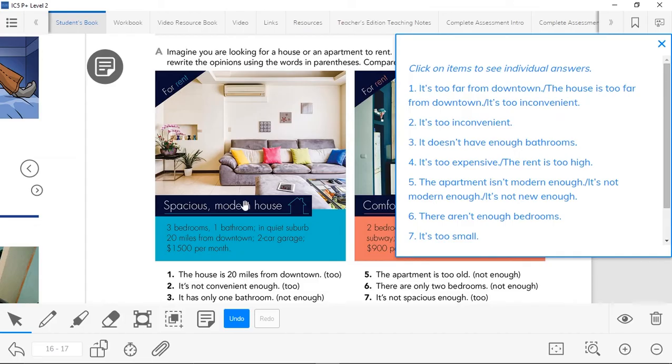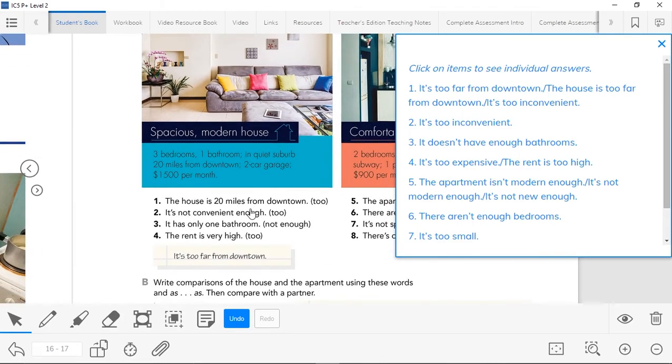It's too far from downtown. That is one of the things. The house is 20 miles from downtown. It's too far from downtown. The house is too far from downtown, or it's too inconvenient. You can use all of those. It's not convenient enough. It's too inconvenient. It has only 1 bathroom. With not enough, it will be, it doesn't have enough bathrooms.